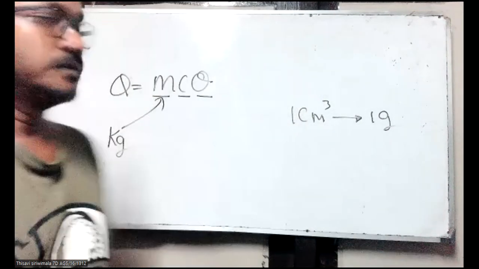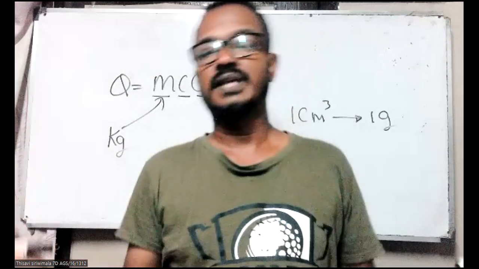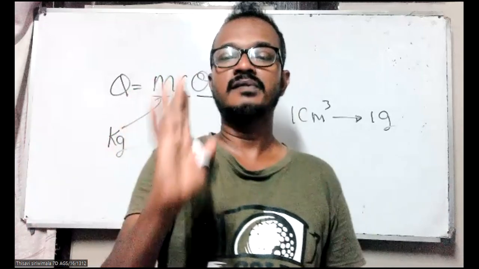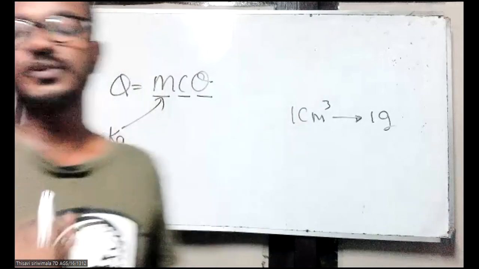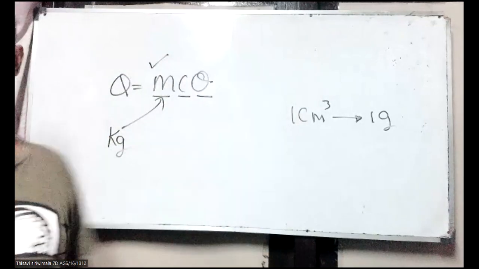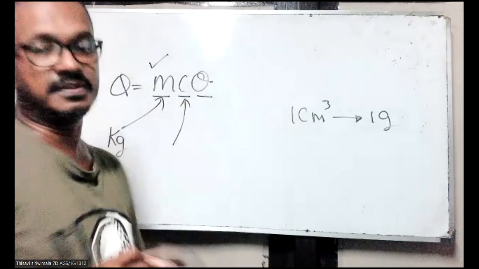Then 50 cubic centimeter plus 50 cubic centimeter is 100 cubic centimeter. That means with our assumption, we can say that is going to be 100 grams. So the assumption for the mass is okay now. Then the assumption for the specific heat capacity.